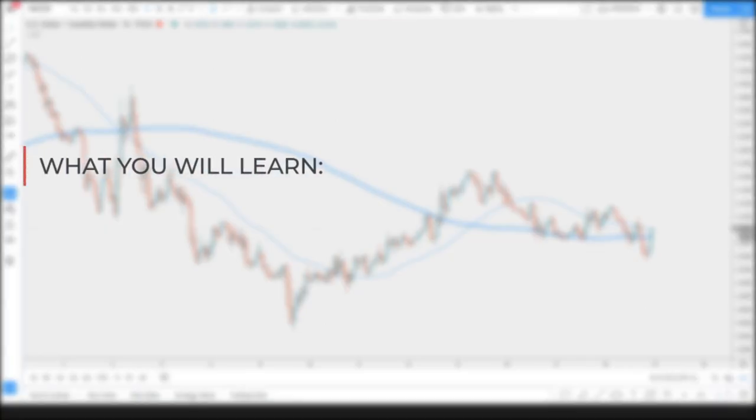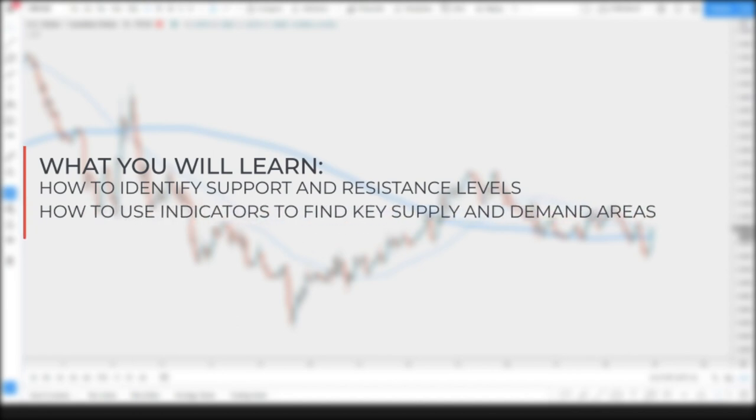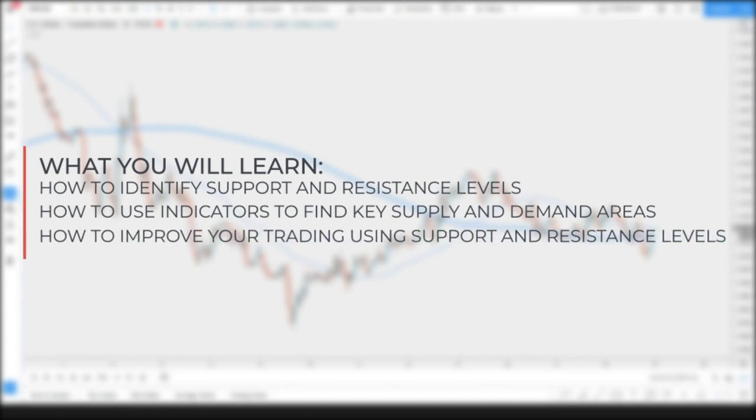You will learn how to find support and resistance levels. You will learn what indicators could be used to spot these key supply and demand areas. And finally, how to improve your trading with all this information.